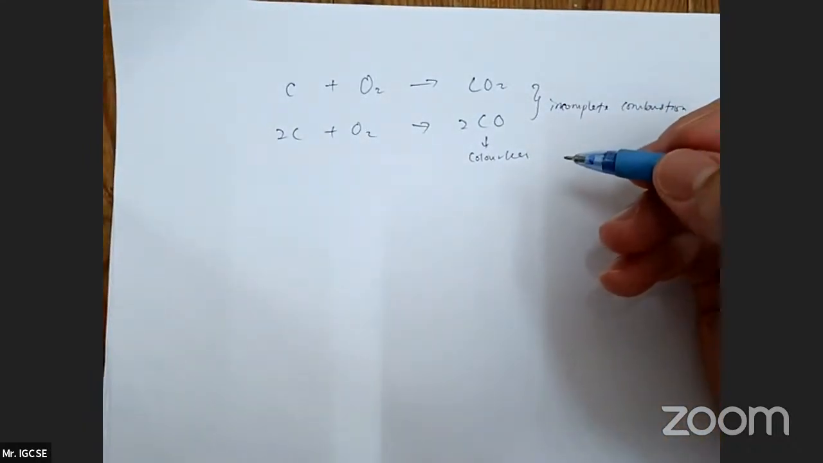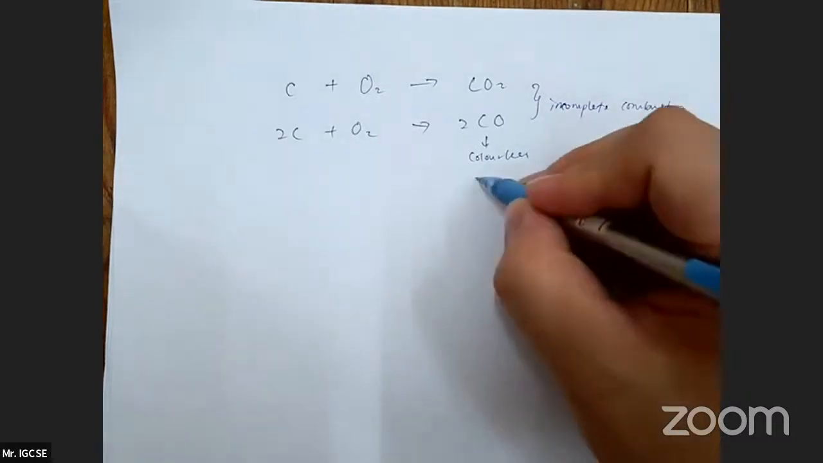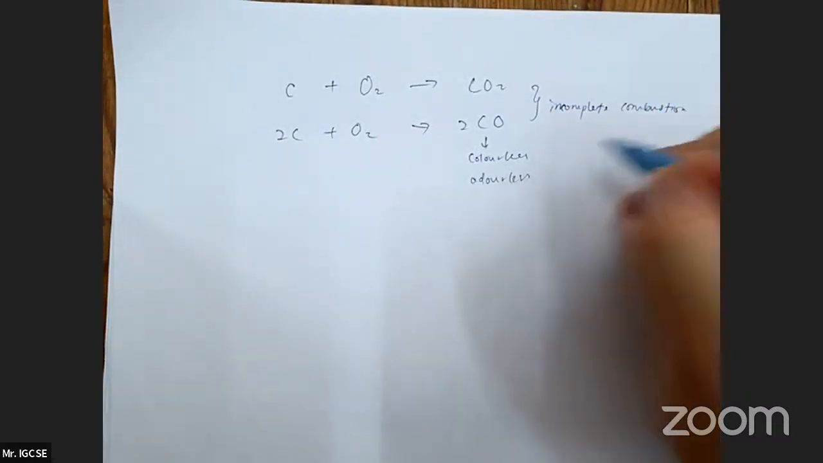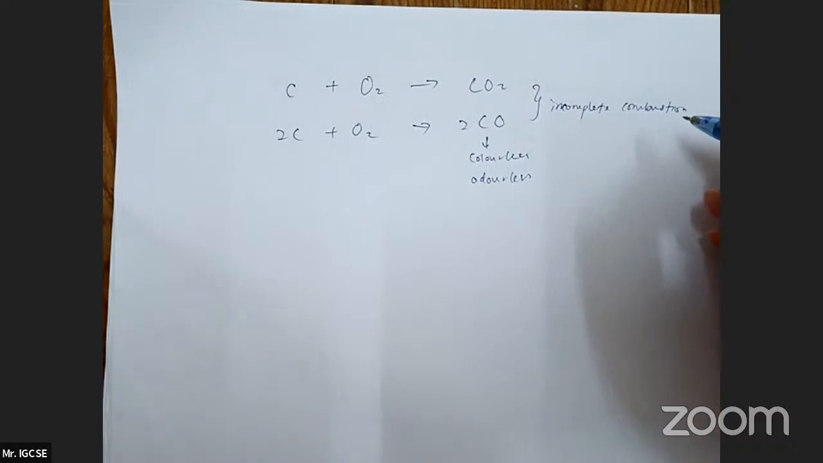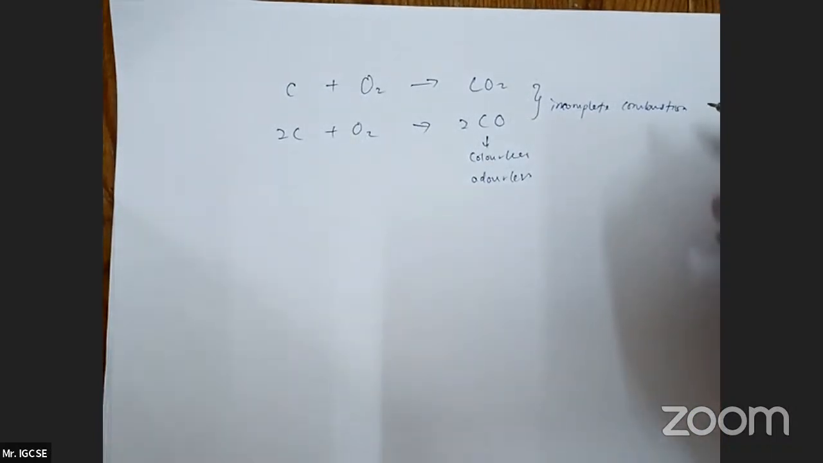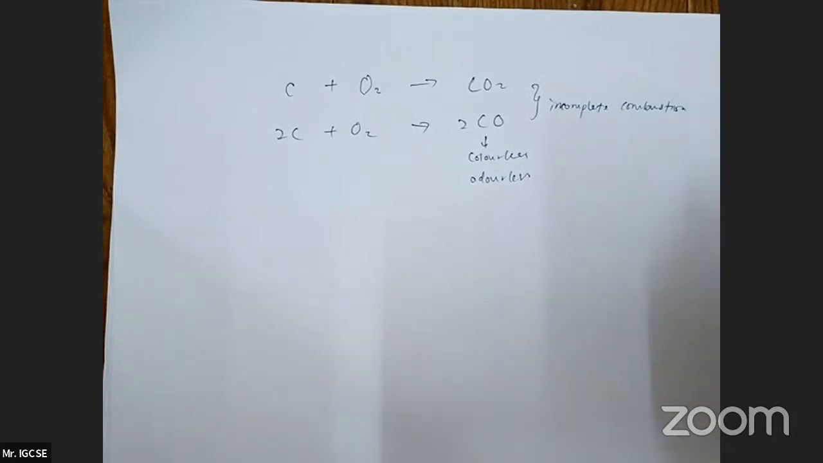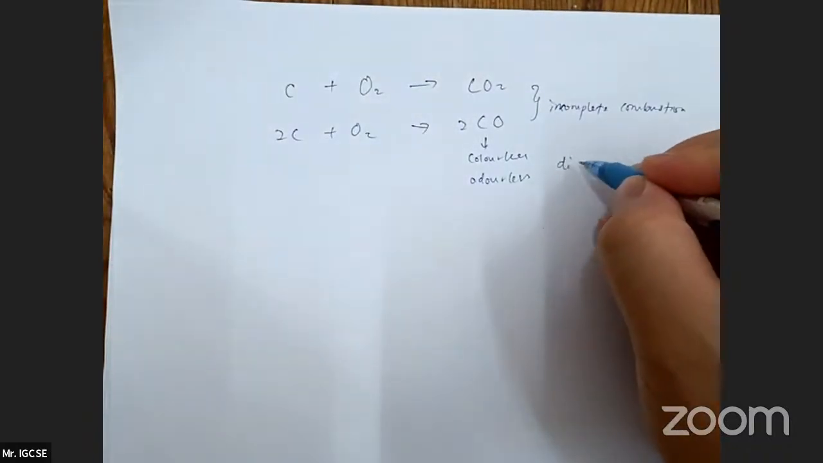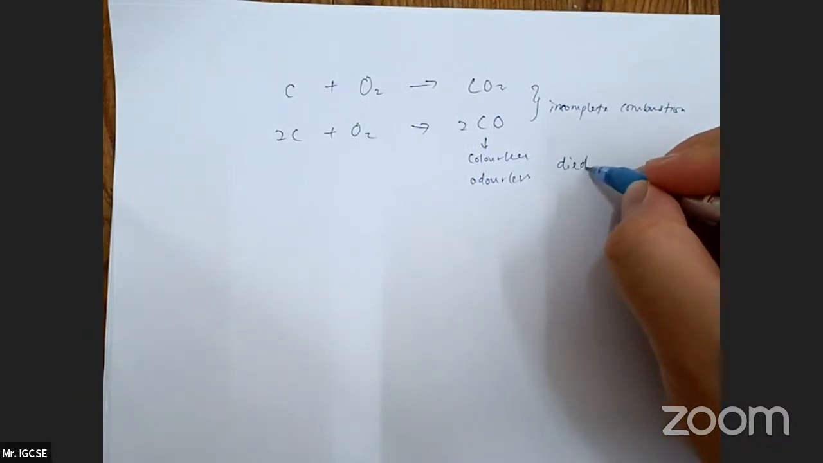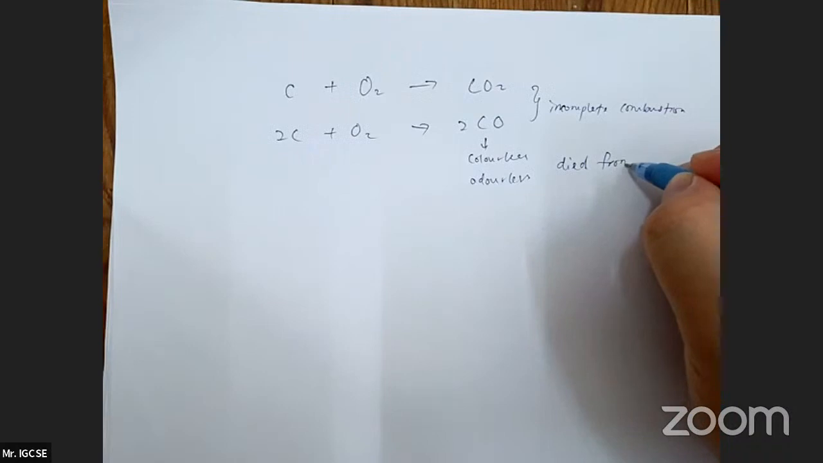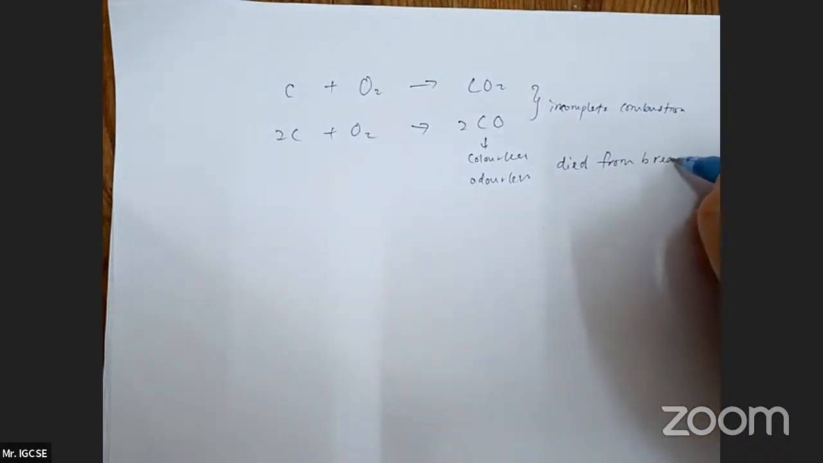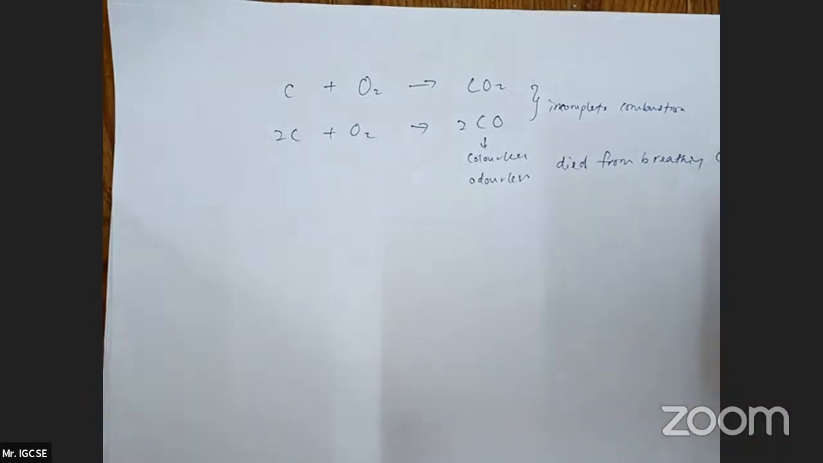So carbon monoxide is colorless. Odorless. No smell. But it will reduce your ability to take in oxygen, the blood's ability to carry oxygen around the body. So this person will die from breathing CO. Okay.